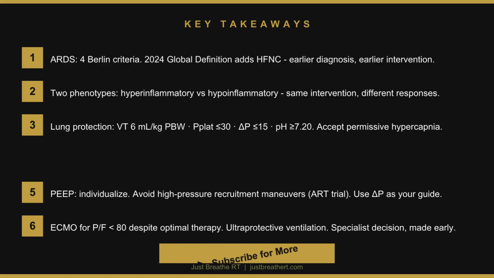Lung protective ventilation: 6 milliliters per kilogram PBW, Pplat at or below 30, driving pressure at or below 15. These are not targets, they are ceilings. Accept permissive hypercapnia to protect the lung. The 5 Ps: positioning, paralysis, PEEP, perfusion, pharmacotherapy provide the systematic framework.